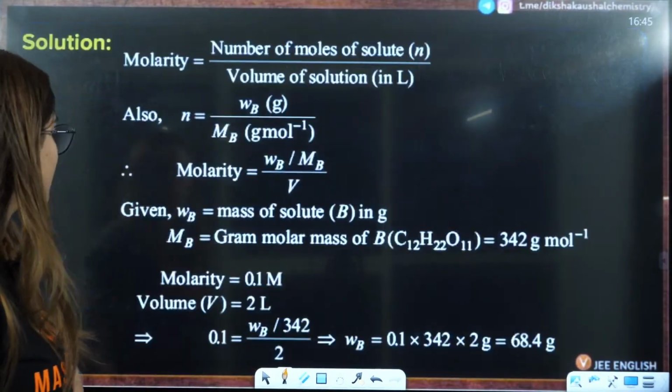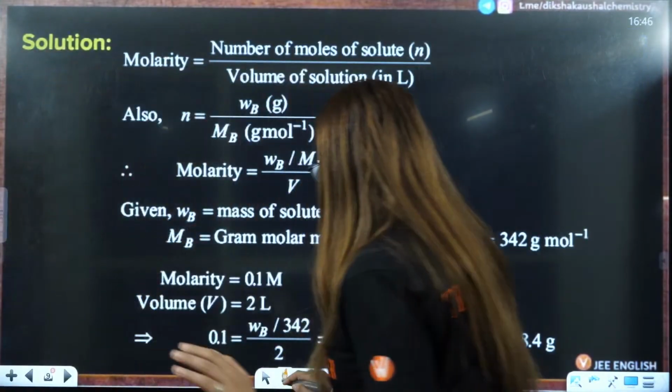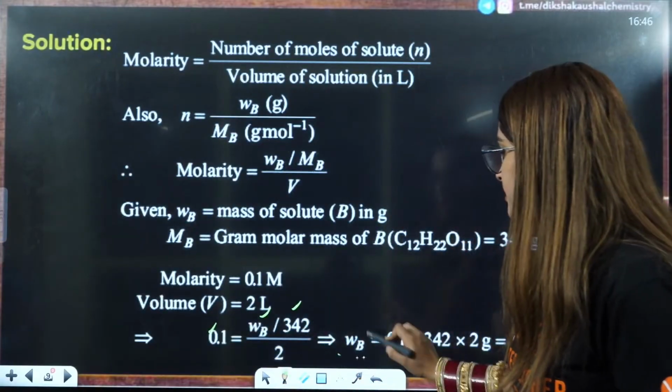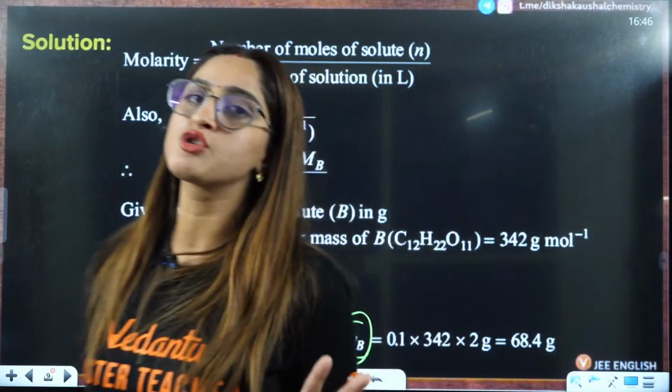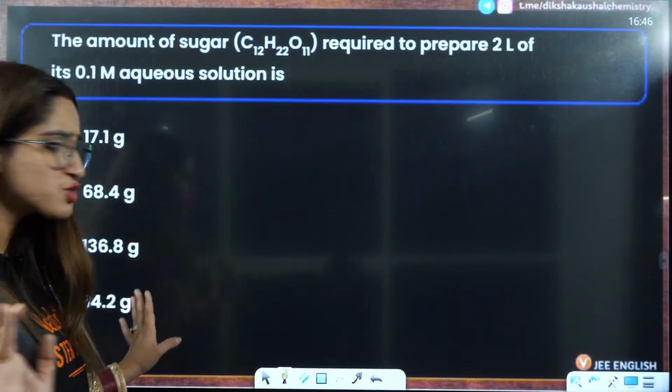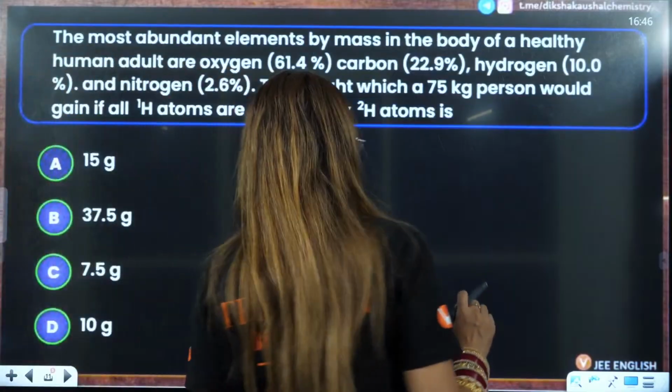So it is an easy question. Directly, all the values you will put here, and hence you will get your answer, that is, the weight of the solute you can easily get. Okay, understood? Next question, everybody.